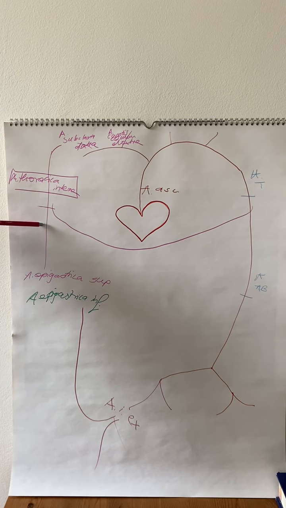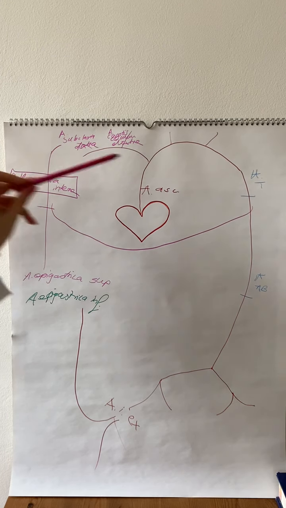Furthermore, we have the truncus cervicalis here, arteria pericardiacophrenica, and arteria musculophrenica. That's just a quick overview.